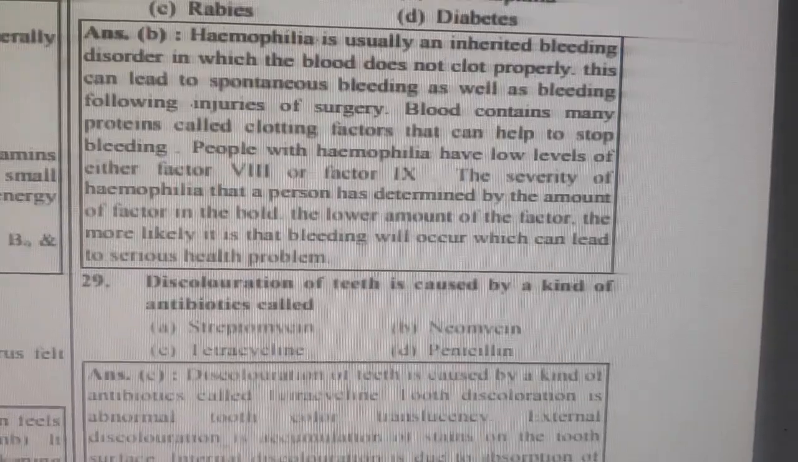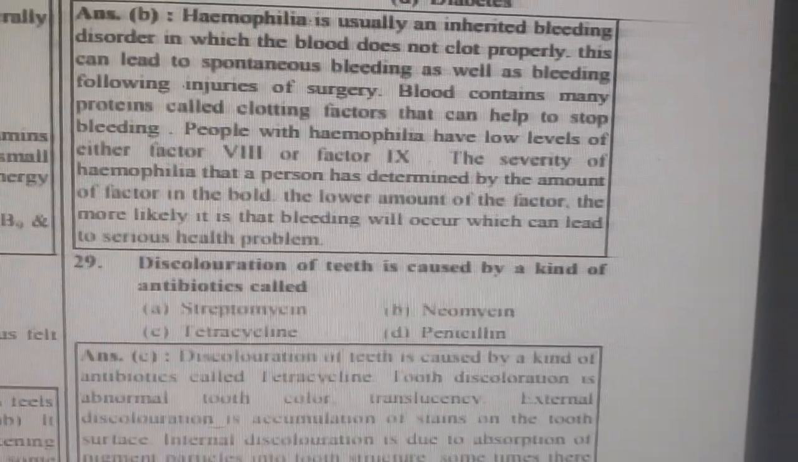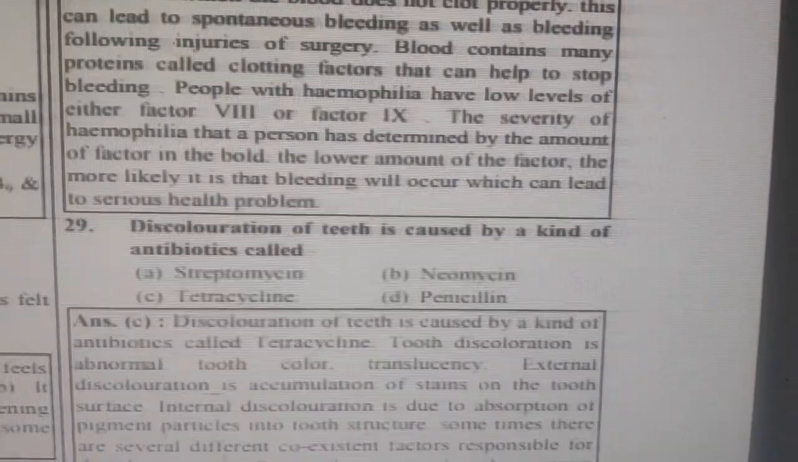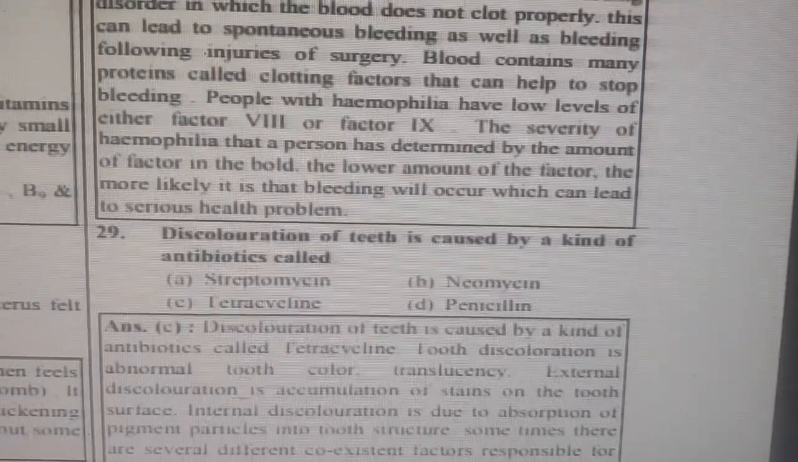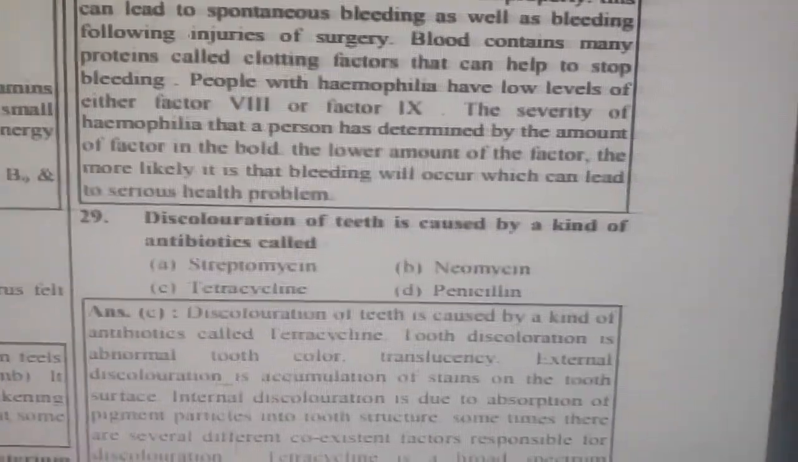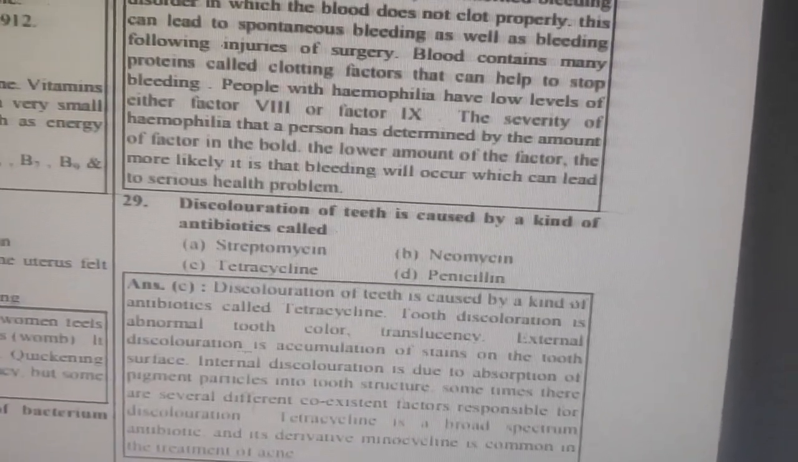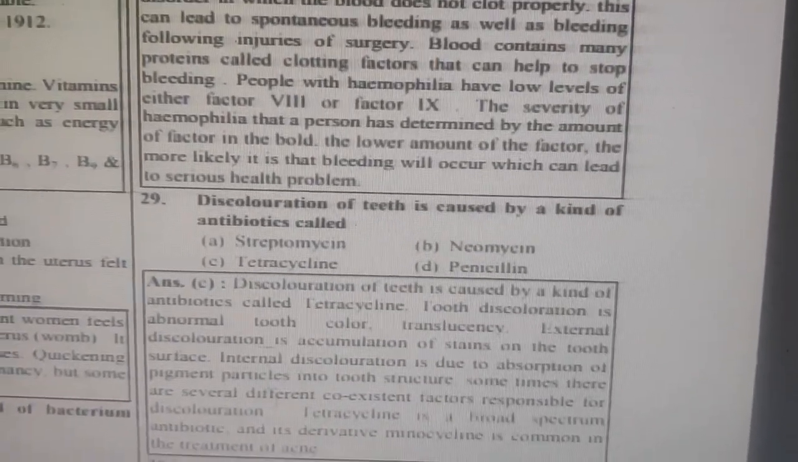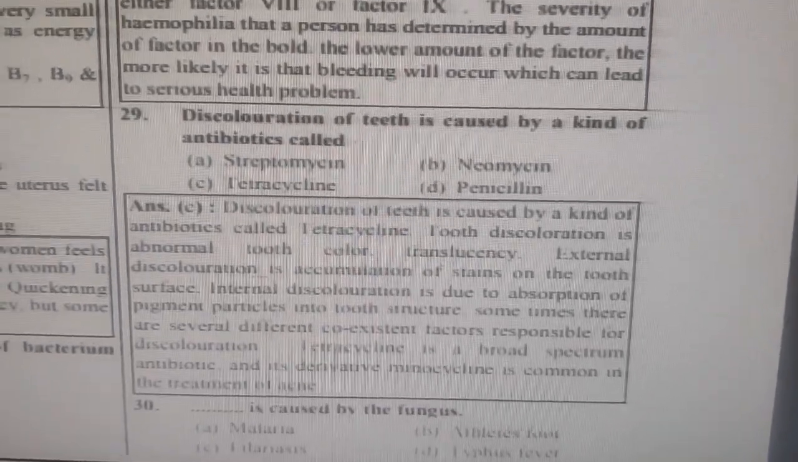Discoloration of teeth is caused by which kind of antibiotic? Option A streptomycin, option B neomycin, option C tetracycline, option D penicillin. Option C is the right answer, tetracycline. Discoloration of teeth is caused by this kind of antibiotic.